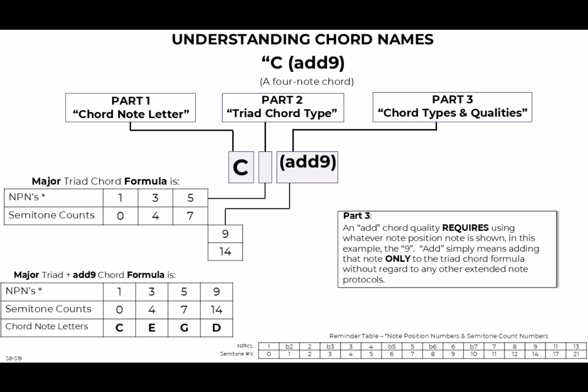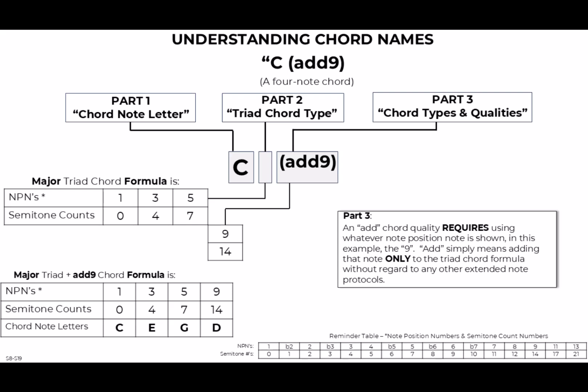In previous examples of 7th and extended chords, we had to include the dominant or major chord quality notes. But in the case of add chords, we only add that one note that is included in the chord name, whatever that note position number is, and we do that without regard to any other, quote, extended note protocols. So this is what makes this different than the extended chord types. The add chord is just adding that one note position note, whatever that is.